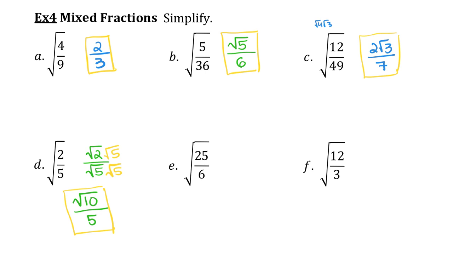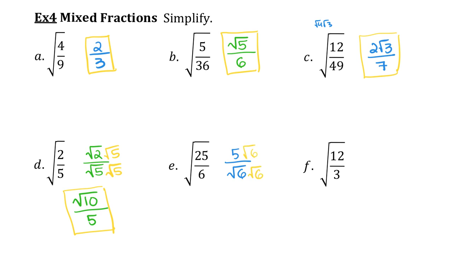Let's try E. Okay. 25 over 6 does not simplify. So let's do top and bottom. The square root of 25 is 5. Nice. The square root of 6. Oh, I don't know the square root of 6. Okay, can I leave it like that? I cannot because there's a square root at the bottom. So let's times by square root 6.